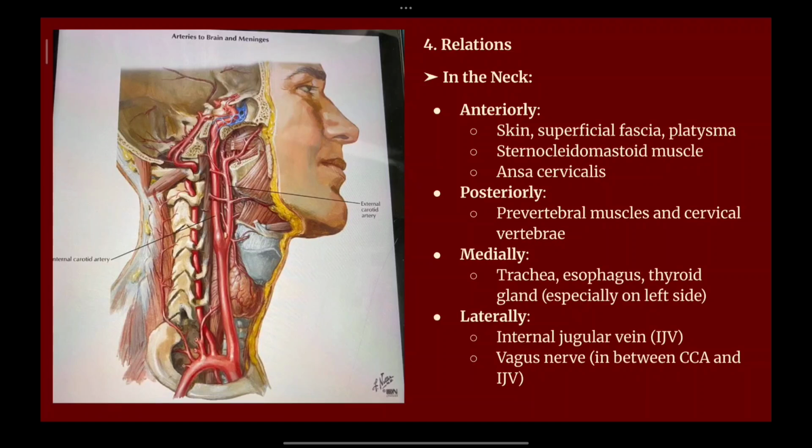Medially to the common carotid artery, it supplies the trachea, esophagus, and thyroid gland, especially on the left side. Laterally, it is related to the internal jugular vein and the vagus nerve. So they are close to the internal jugular vein and the vagus nerve as well.